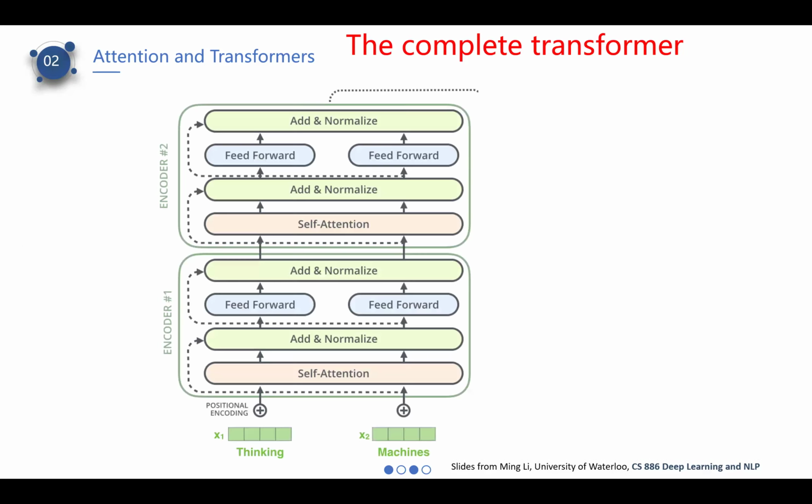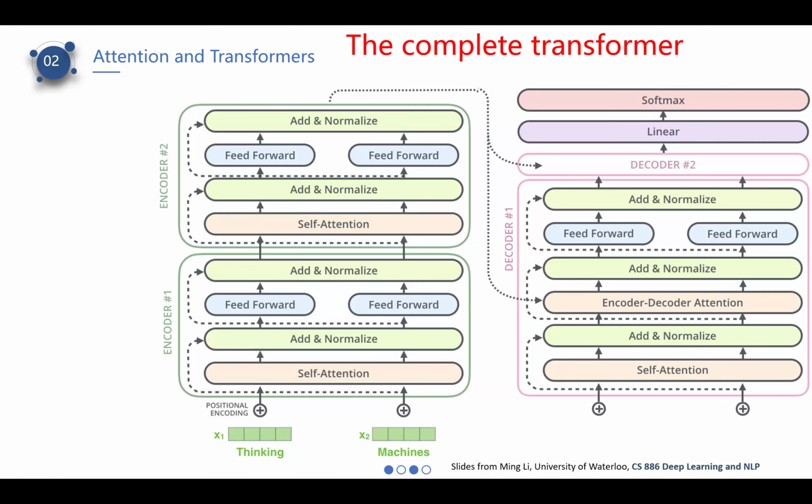Okay, so this is the way it's going to work. This is encoder 1 block, encoder 2 block, and so on. Now we have here a decoder block. The decoder will also be very similar. So we have, again, self-attention, add and normalize.